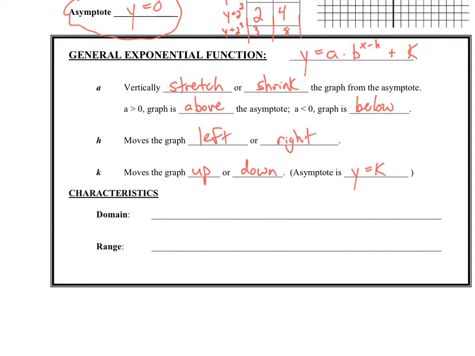And the domain, which is the x values, is always going to be all reals. And the range is y is greater than k if a is positive, and y is less than k if a is negative. So that is the general information about these equations. We're going to graph a few more and talk about the domain, the range, and how this h and k kind of shifted.